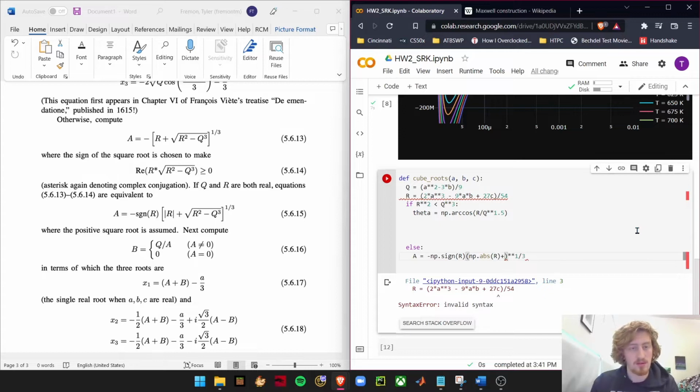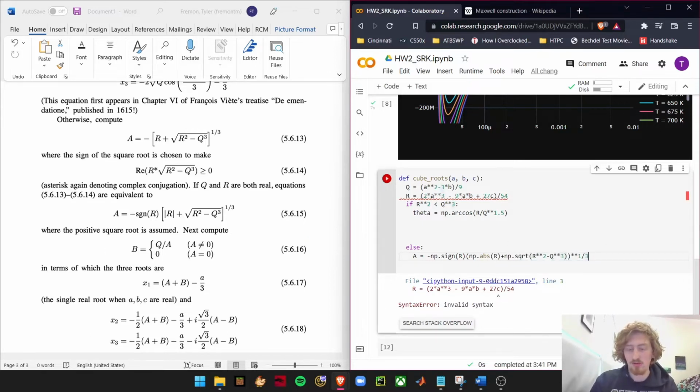Plus, and then we want this term here, the r squared minus q cubed, the square root of that. So we'll do the r squared minus q cubed, and we want the square root. So numpy.sqrt of that, and then that is our a.